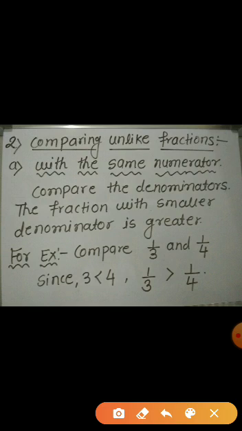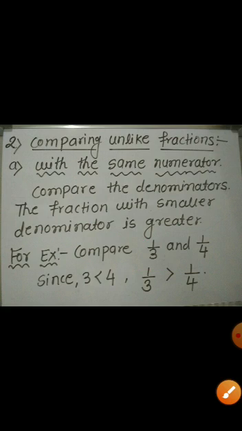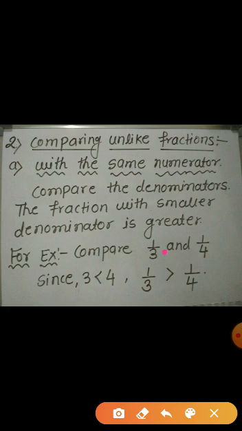For example, let us compare the fractions 1 by 3 and 1 by 4. These are the unlike fractions, right? Because they are having different denominator. But the numerators are same, that is 1. Since the numerator is same, we need to compare the denominator. Now in 3 and 4, 3 is less than 4, right? So since the denominator 3 is less, the fraction will be more than the other fraction, right? So 1 by 3 is greater than 1 by 4.